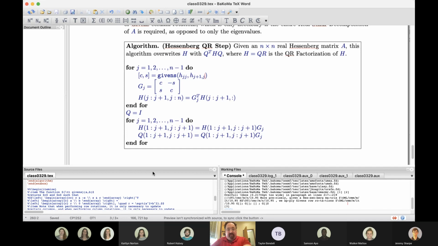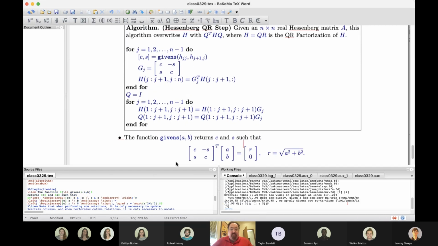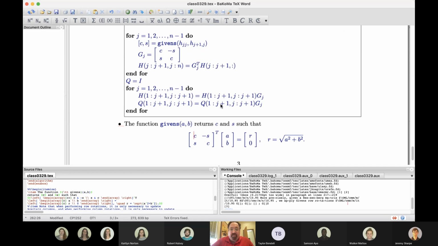Okay. This function Givens we've seen before. That computes a cosine-sine pair, so that this matrix applied to these two entries from a matrix H will cause the second one to be zeroed.